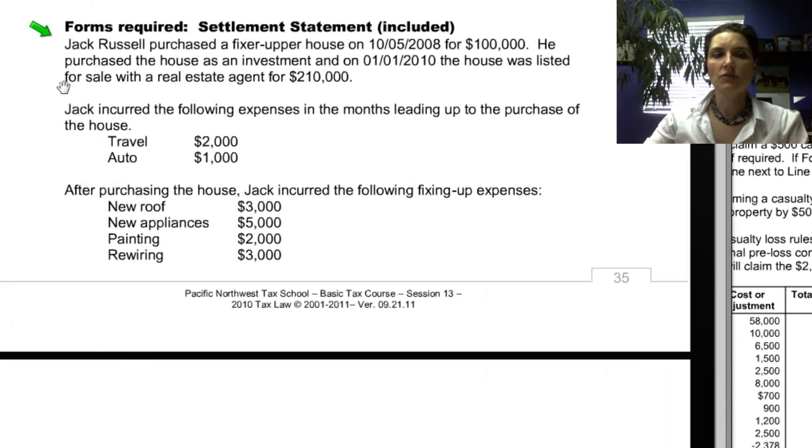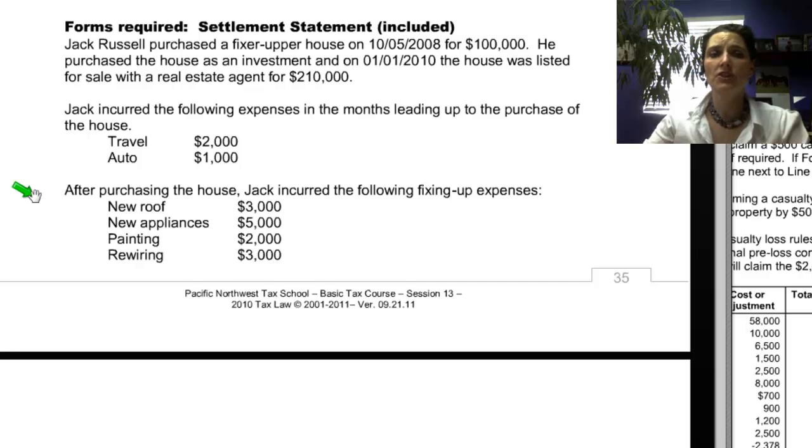The next question in line involved looking at closing papers, and the character involved is Jack Russell, and he purchased a fixer-upper house on 10/5 of 2008 for $100,000. He purchased the home as an investment, and on 1/1 of 2010, the house was listed for sale with a real estate agent for $210,000. Jack incurred the following expenses in the month leading up to the purchase of the house. He traveled, and he had auto.